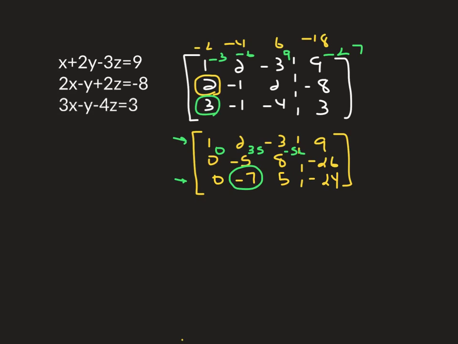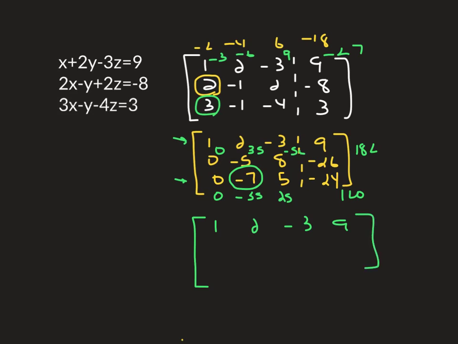7 times 26, 182. That's going to be positive 182. The bottom row, multiplying by just 5 because I want to have different signs. So 25 and then 120. Okay, now I'm going to add. My top row is not changing.